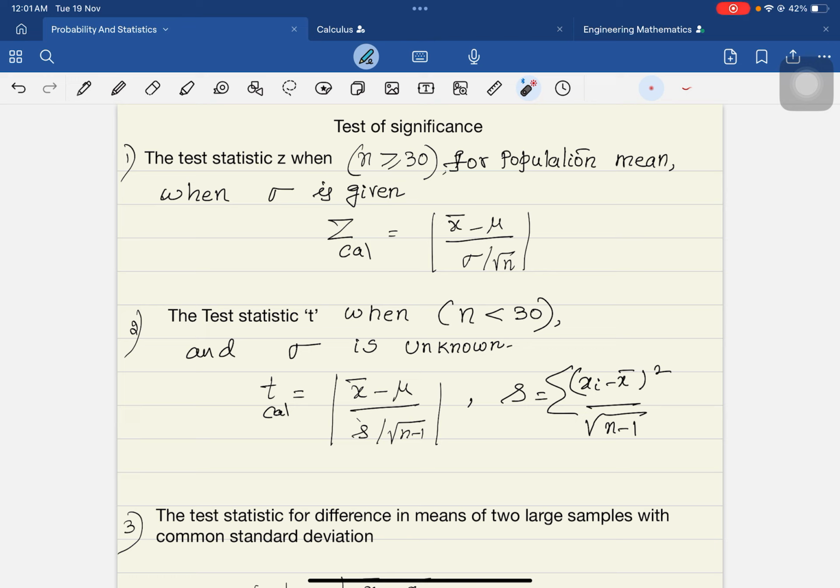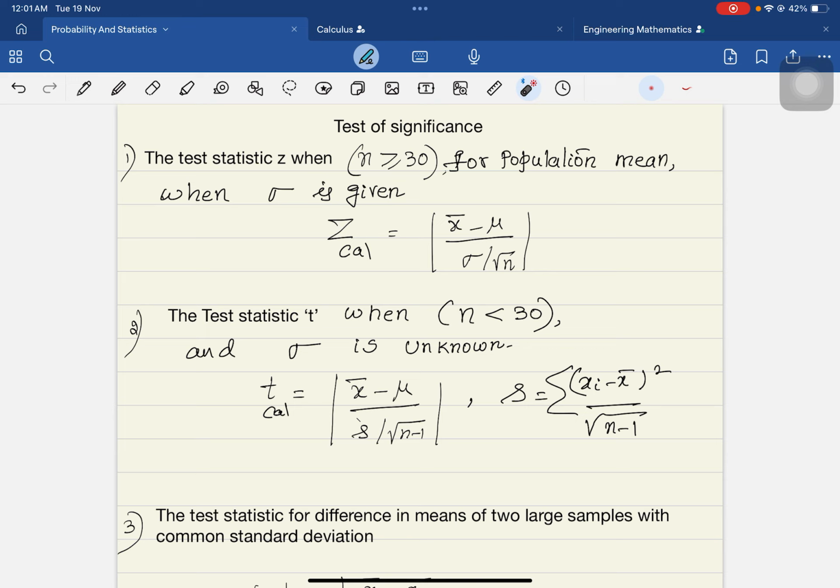What do you mean by sample standard deviation? That is the square root of sigma (xi minus x bar) the whole square over n minus 1. So that gives you the sample standard deviation. I hope you could understand this.